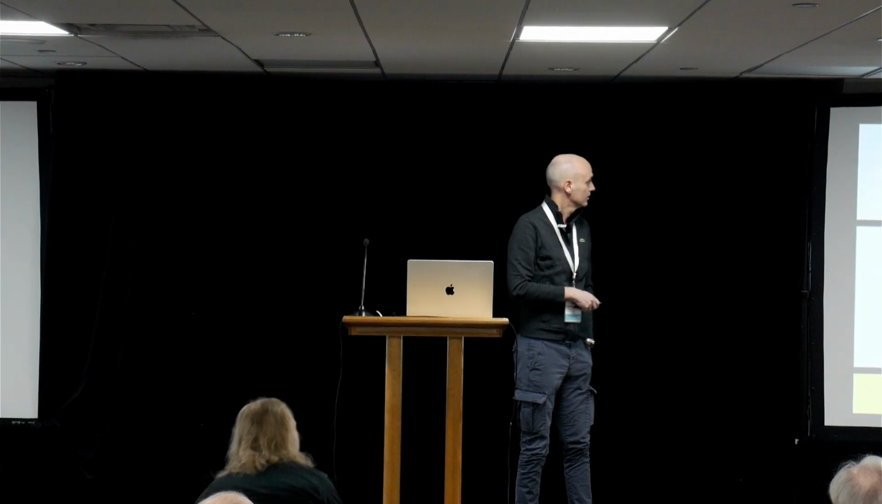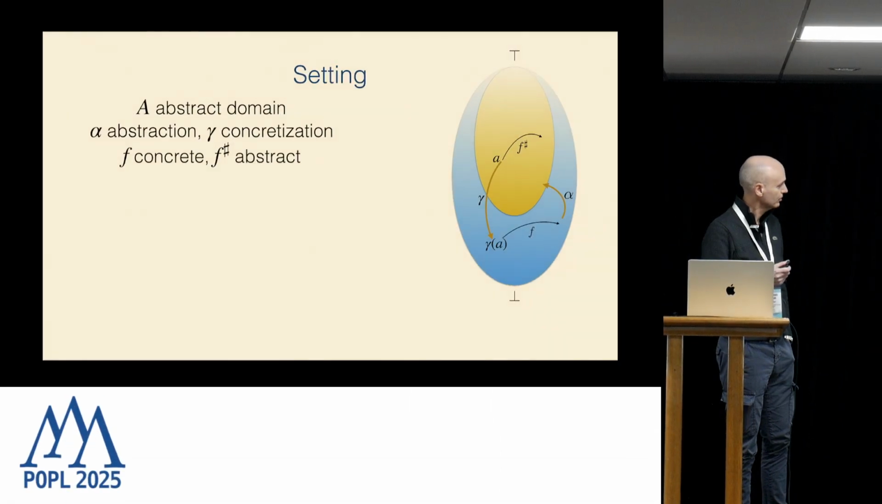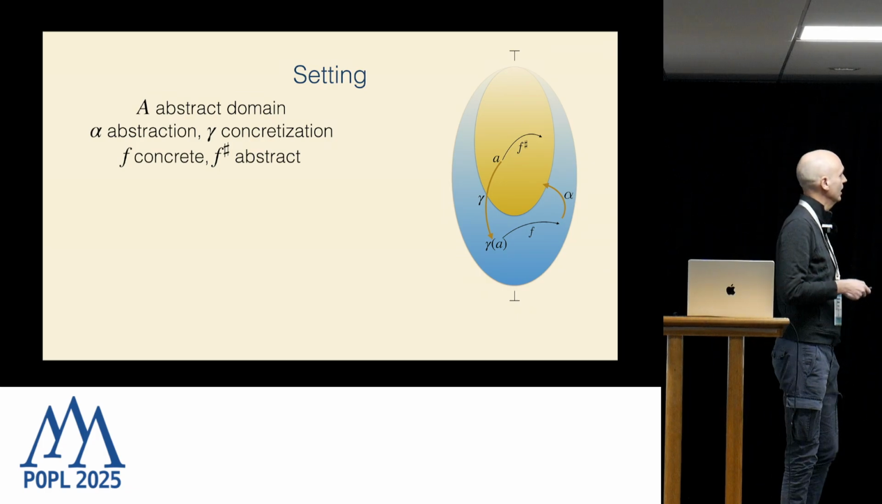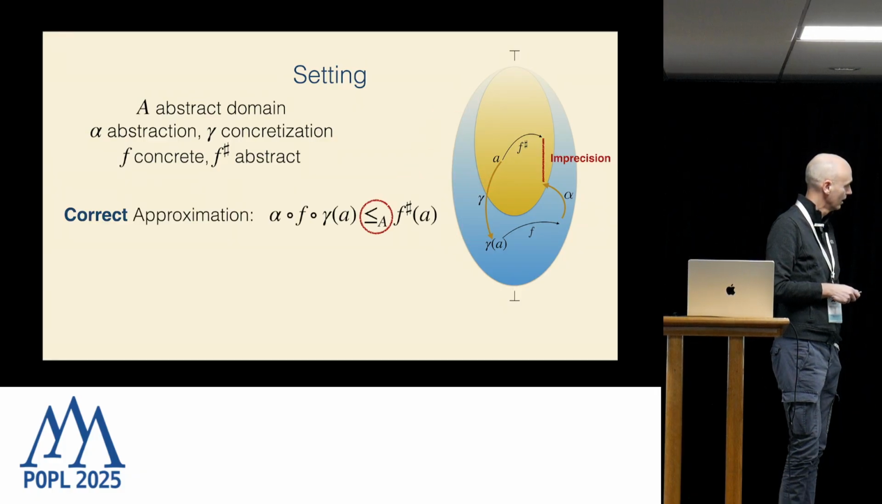Okay. So we are speaking about abstract interpretation, of course. What is the setting? The setting is that we have an abstract domain. Abstract domain means that we have an abstraction, we have a concretization, we have an operation. It can be thought about its transfer function and the corresponding abstract transfer function, as depicted by this diagram.